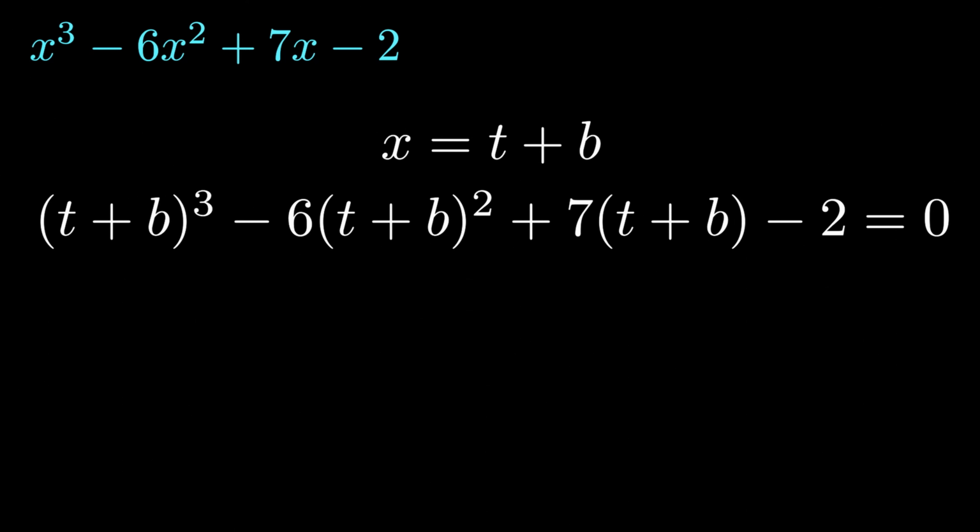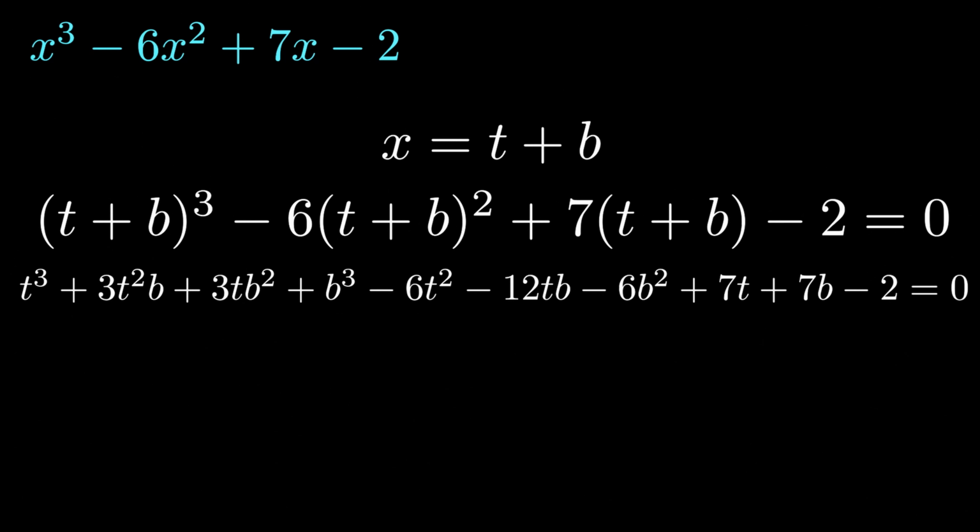What we want to do is eliminate the x squared term to begin with because it makes guessing the solution a little bit easier. To do that we need to make a transformation, but we're unsure of what that transformation might be at this point. So let's let x be equal to t plus b, where b is some value yet to be determined. So we have (t plus b) cubed minus 6 multiplied by (t plus b) squared plus 7 multiplied by (t plus b) minus 2, and we're going to set that equal to 0.